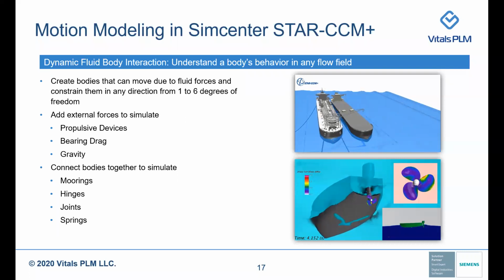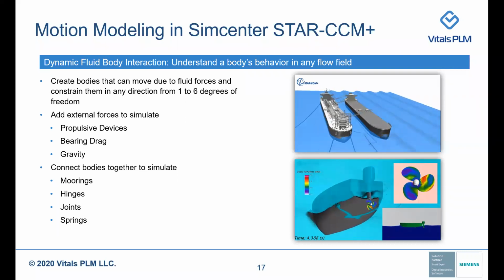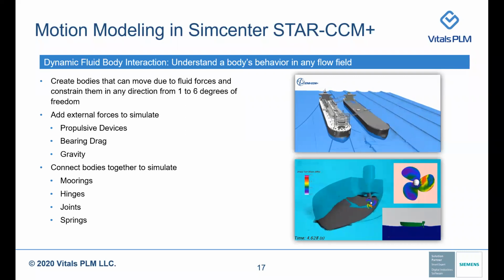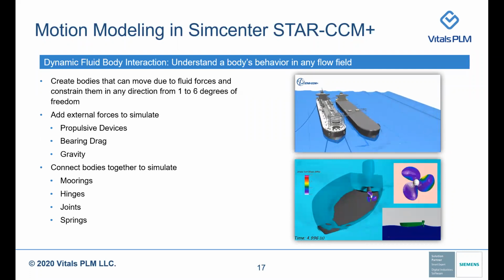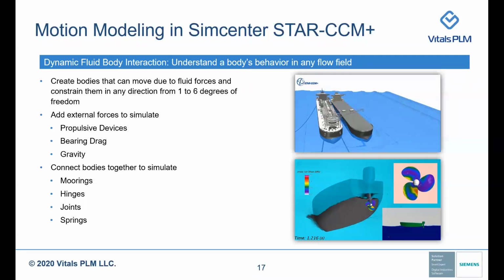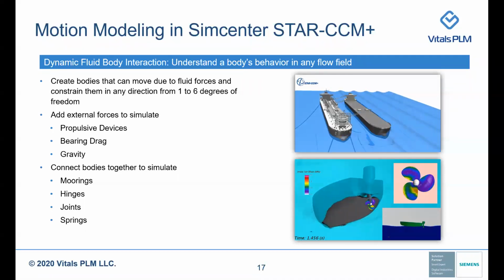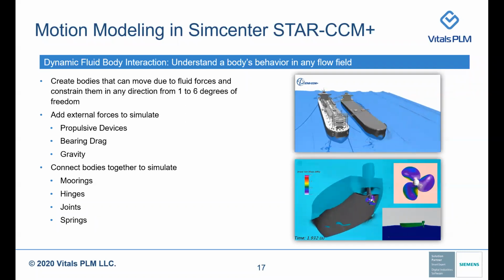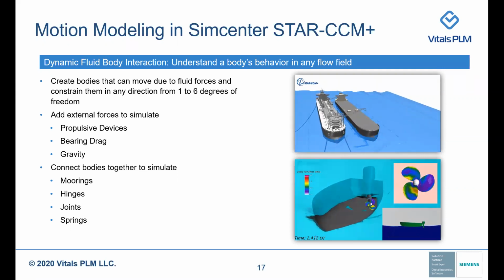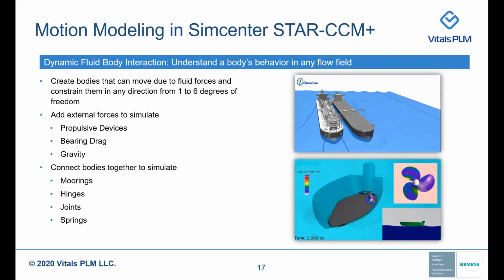Besides the fluid forces, when we use the DFBI method in STAR-CCM, it allows us to include other external forces like propulsive devices, bearing, drag, and gravity. So here in this example, we see a mechanized boat which moves with the help of a propeller. This boat is modeled as a DFBI body, and the propulsion force it's experiencing is modeled as an external force on top of the DFBI body, experiencing the fluid forces coming from the free surface.